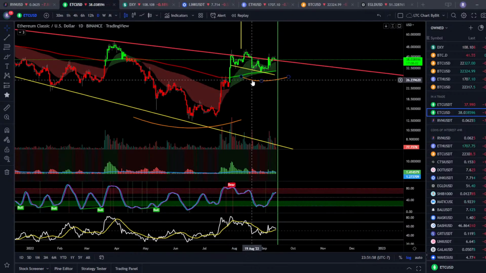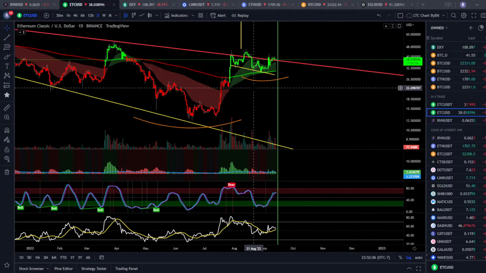Short now, are you talking about Ravencoin or Ethereum Classic? Because that would depend. I would definitely not be shorting Ethereum Classic right now.